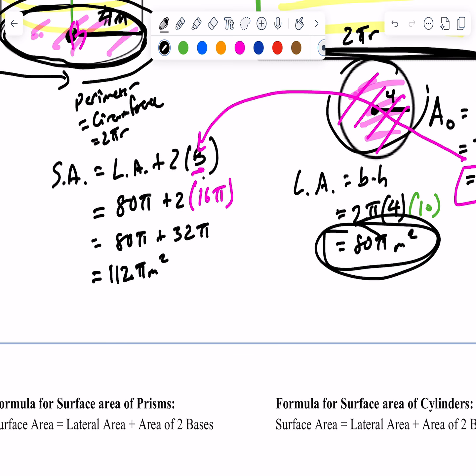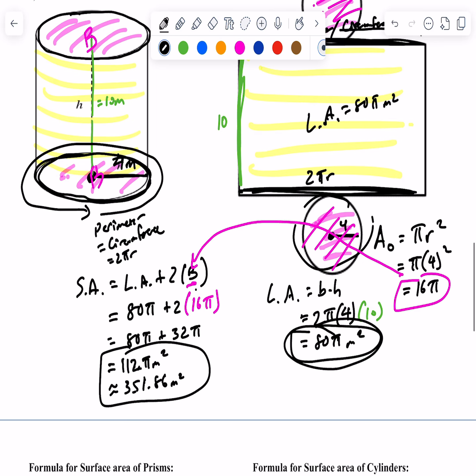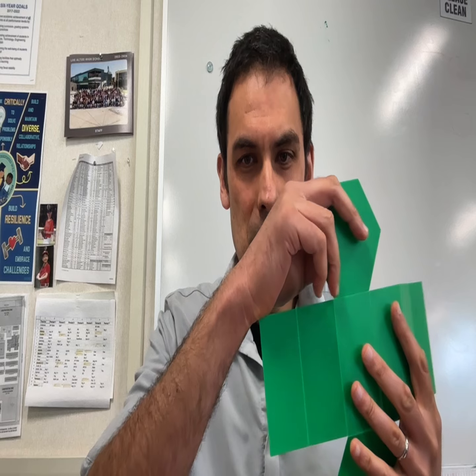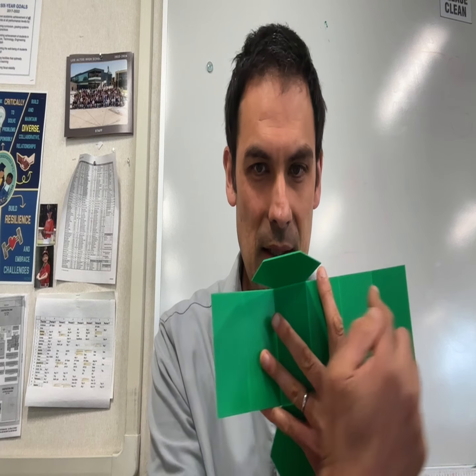If you want to punch in 112 pi, you're going to get about 351.86 meters squared. Okay, so now we're starting to get a little basic feel for this. Remember, the lateral area, no matter what, even if it's a circle, when you unwrap it, it's just a rectangular shape. All right, so to get to this formula that we're talking about, what is the surface area formula? Again, all we're going to figure out is it's the lateral area plus these two bases. The key is, what is the lateral area? How do I get this rectangle here?